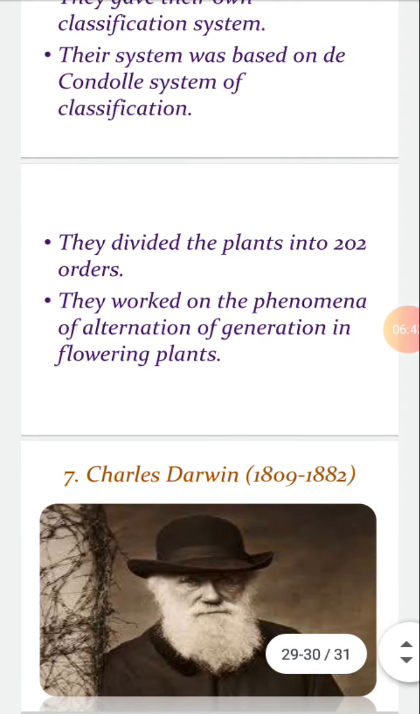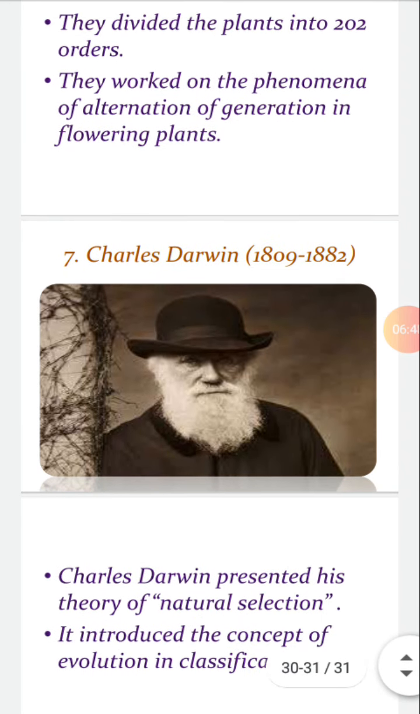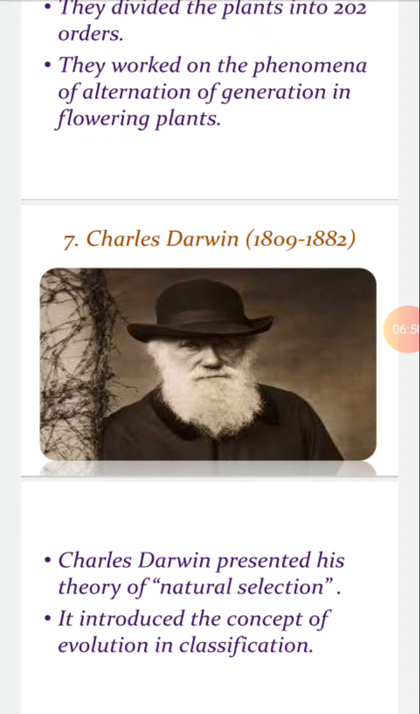Seventh scientist Charles Darwin, 1809 to 1882. You can see his picture. Charles Darwin presented his theory of natural selection, which introduced the concept of evolution, a change process in classification.